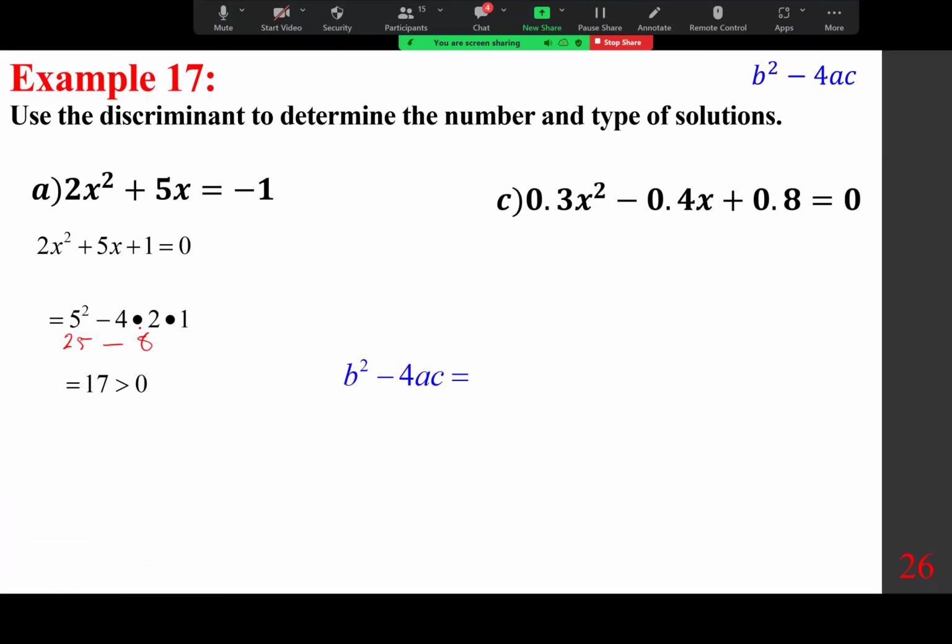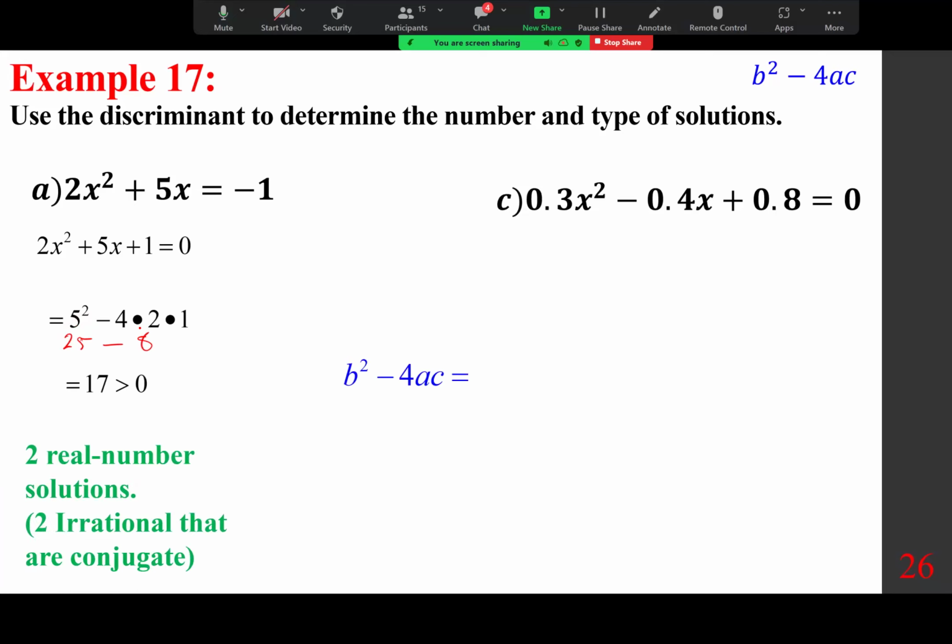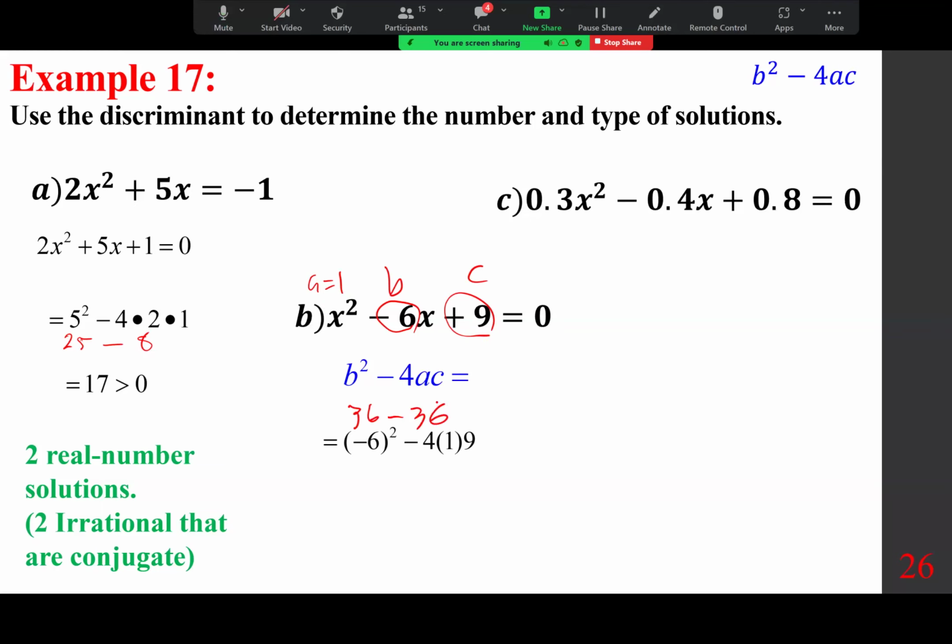Minus 8, 17 is positive, and therefore two real number solutions, two irrational that are conjugate. The reason, because it's not a perfect square. What about this guy? X squared minus 6x plus 9. This is b, right? B squared, minus 6 quantity squared, minus 4 times a is 1, c is 9. And I hope you recognize this is 36 minus 36, 0, which makes it one real solution.